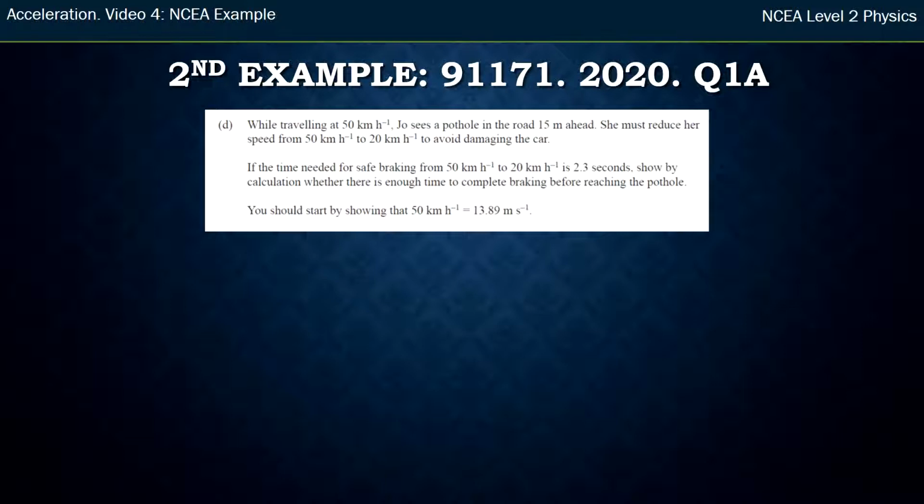So Joe is travelling at 50 kilometres an hour, sees a pothole on the road 15 metres ahead. She must reduce her speed from 50 to 20 to avoid damaging the car. If the time needed for safe braking is 2.3 seconds, show by calculation whether there's enough time to complete the braking before reaching this pothole. You should start by showing 50 kilometers an hour is 13 meters per second.